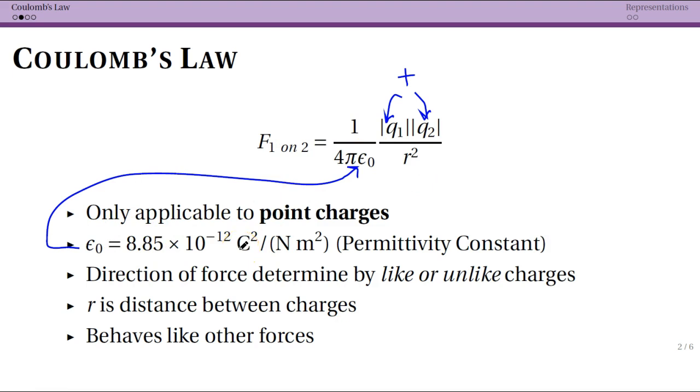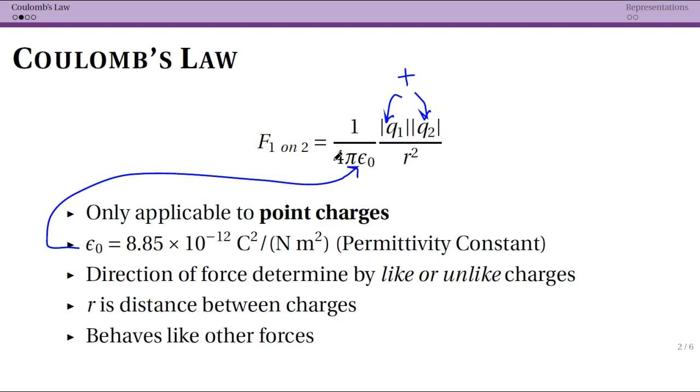So also note the units here. We have Coulomb squared divided by Newton meter squared. So you have a meter squared coming from this distance, you have Coulomb squared coming from these two charges, and so that leaves a Newton, giving you the correct units of force. So this is a value you plug in.